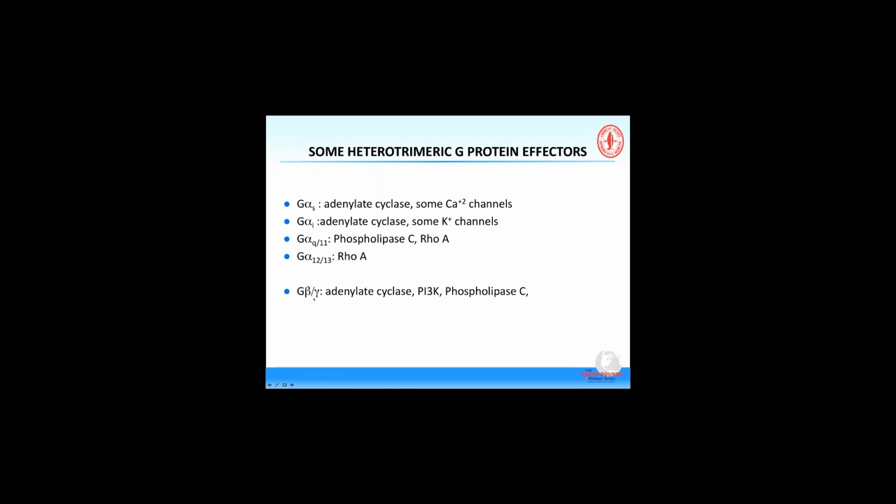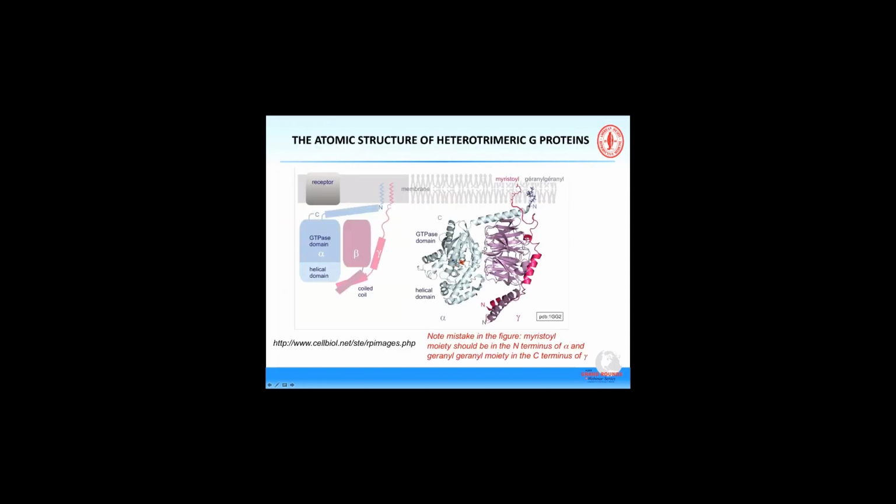As I said, the beta gamma subunits also have some effectors of their own. Some of the best known effectors are some forms of adenylate cyclase, the PI3 kinase, and also phospholipase. So where this field actually is at this point is in structural biology. We know quite a bit about the three-dimensional structure of these proteins, the G proteins and the receptors, as you will see in a minute. And actually now we're learning about how these proteins interact with each other and how drugs may affect their functions.